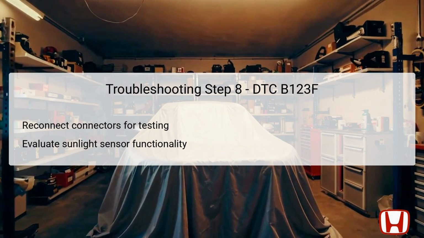If the sensor passes all tests, it indicates that the climate control unit may need replacement. However, if the sensor does not work correctly, it suggests that the sunlight sensor itself is faulty and should be replaced to resolve the issue. This assessment plays a significant role in pinpointing which component requires action to restore normal system performance.